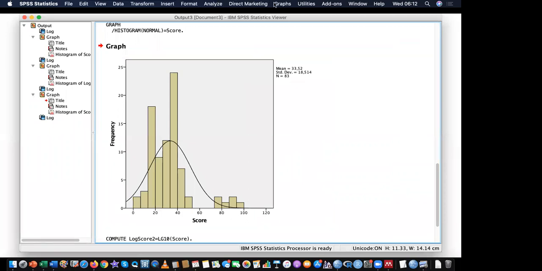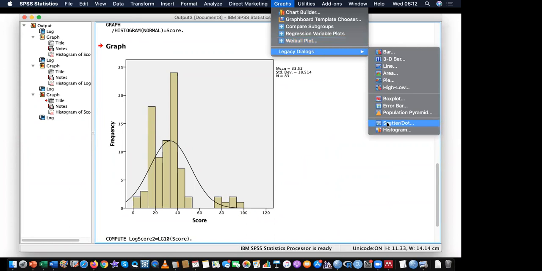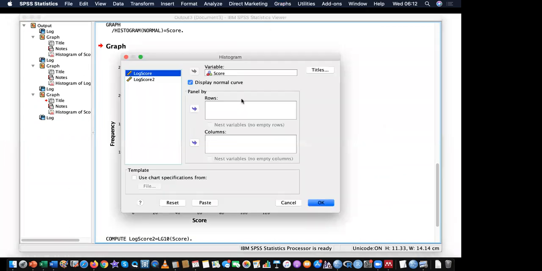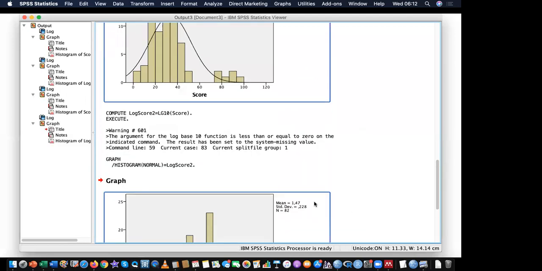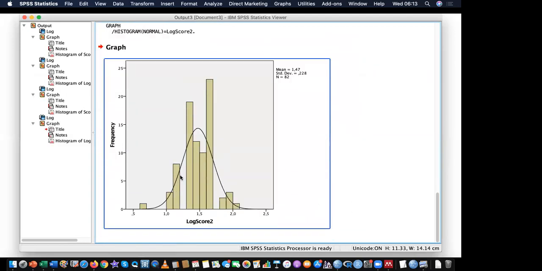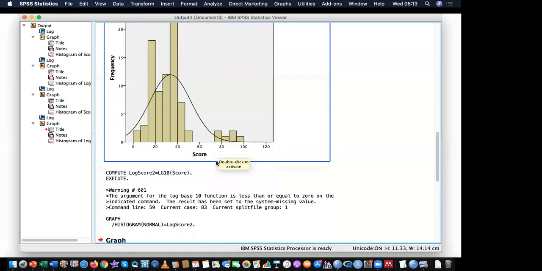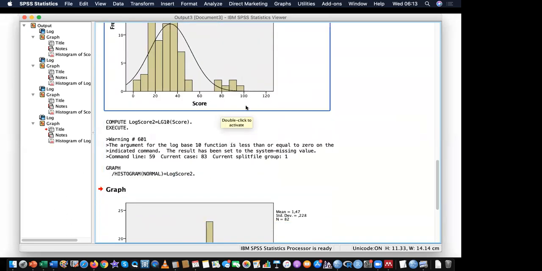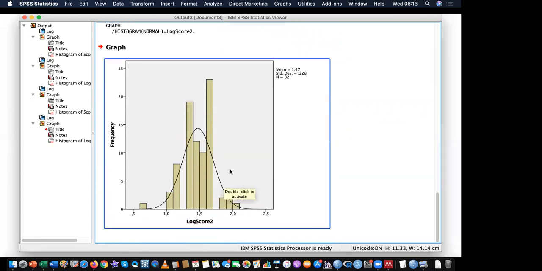And let me draw the histogram for log score 2, the new variable. Okay, you see? Yes, sir, I can see it. Okay, it was skewed to the right. I had a long tail on the right. And after logarithmic transformation, I have a fairly symmetrical distribution.